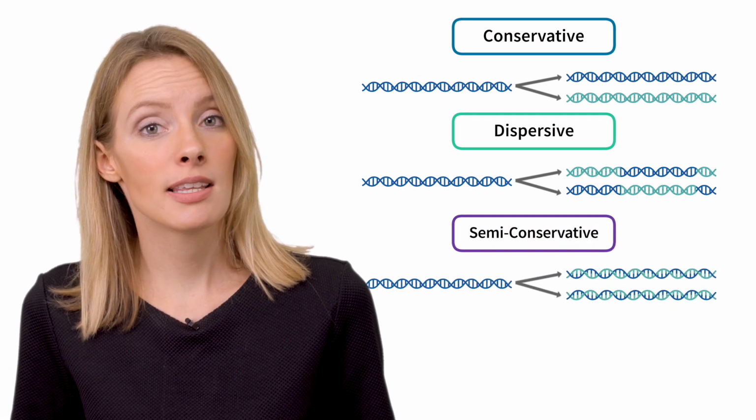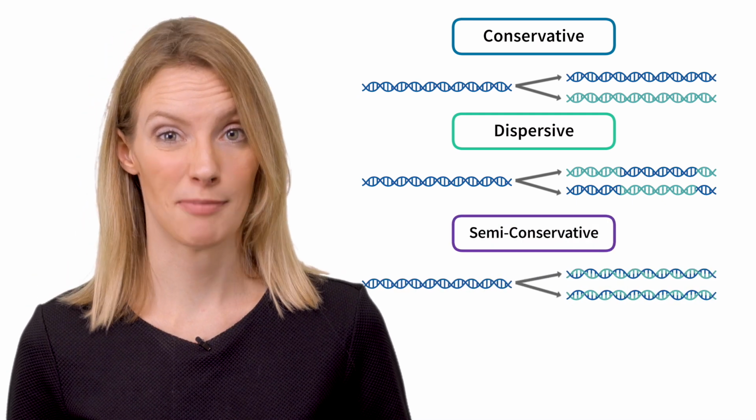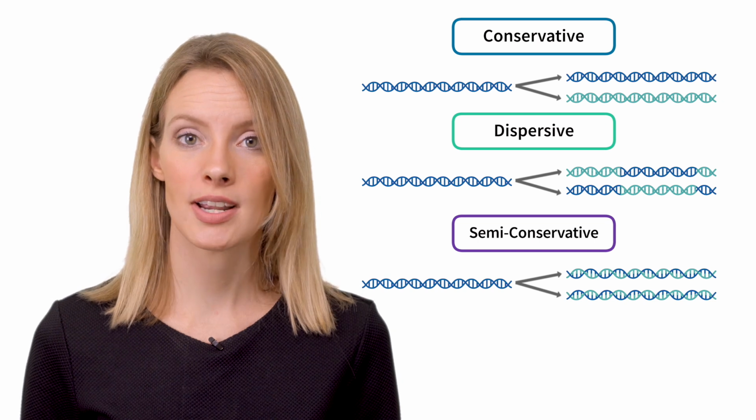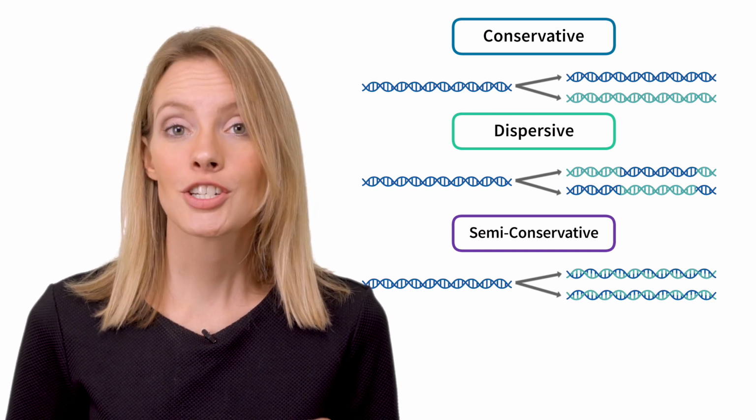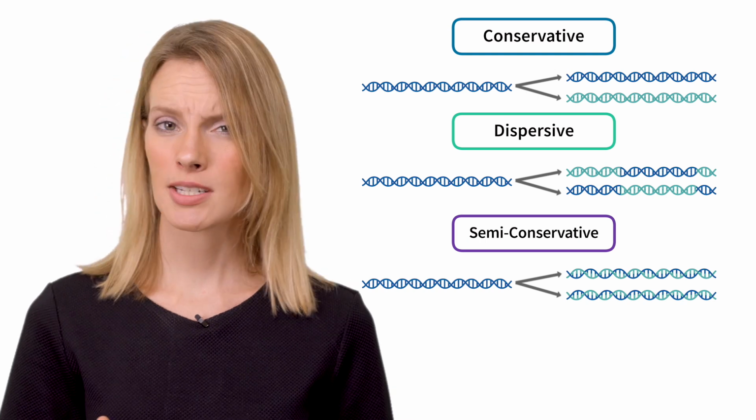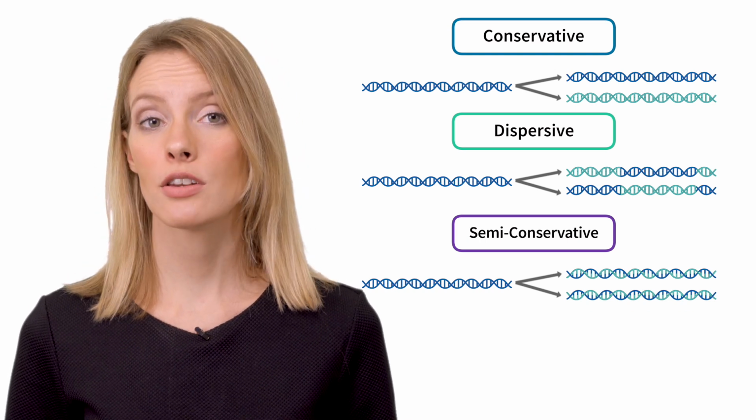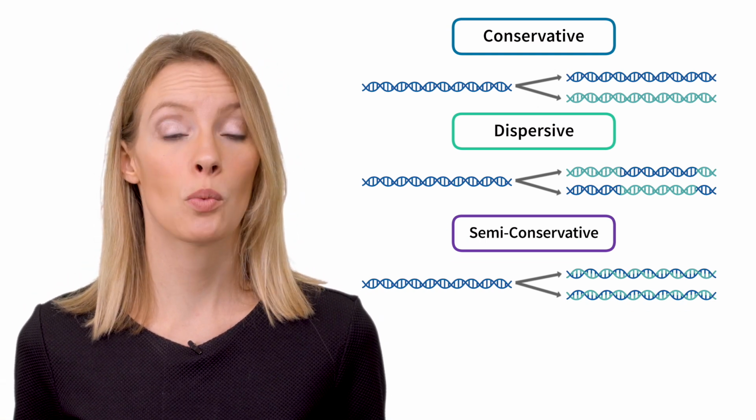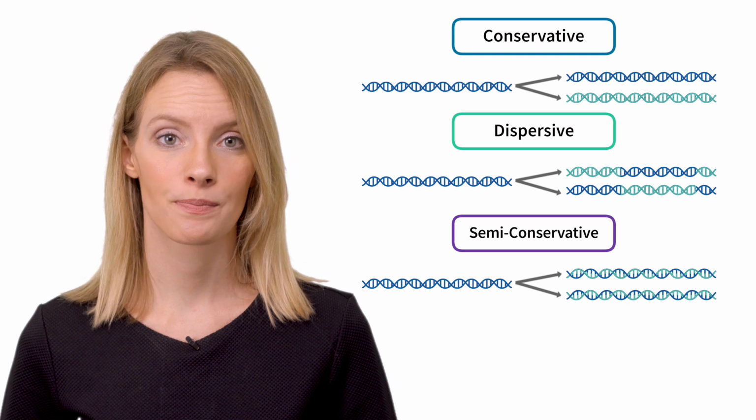The final possibility they considered was the semi-conservative method, by which the two DNA strands separate, and each serves as a template for the synthesis of a new strand. Under this method, both the old and new DNA molecules would each contain one old and one new strand.